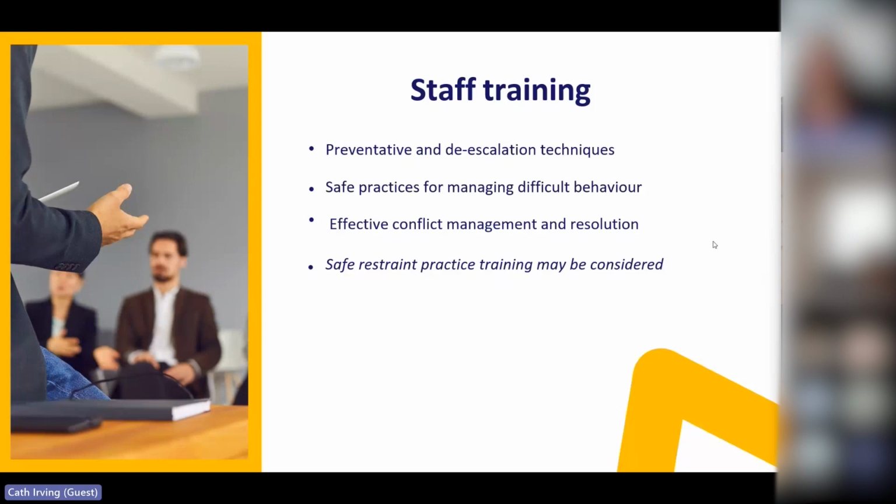So in terms of your staff training, the guidance says that staff should receive training to support them in managing situations in order to prevent the need for restraint. So this could include techniques designed to prevent and de-escalate situations, including safe practices for managing difficult behaviour, and thinking about things like effective conflict management and resolution techniques. The guidance states that even though the use of restraint in supported accommodation is expected to be extremely rare and exceptional in nature, training may, in some cases, extend to the use of safe restraint practices.